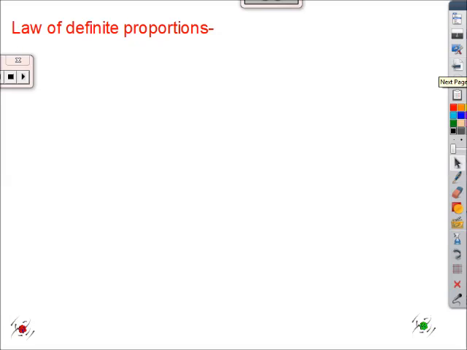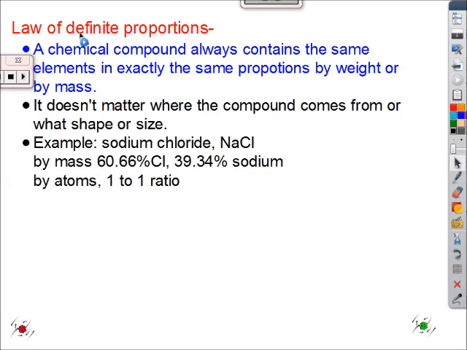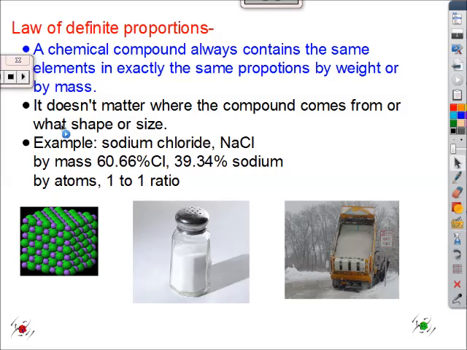Couple of things in chapter 1. Early scientists didn't know what an atom was. They were trying to experiment and understand about the world around them, and they came up with this law of definite proportions based on weight of materials. They found that chemical compounds always contain the same amount of elements in exactly the same proportions by weight or mass. And it doesn't matter where it came from.